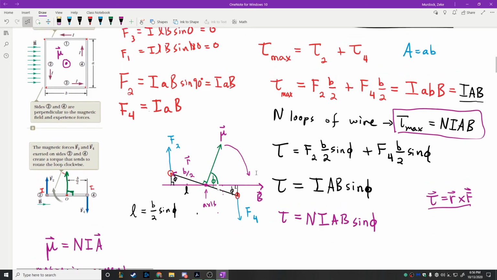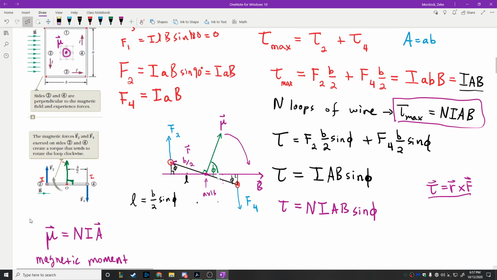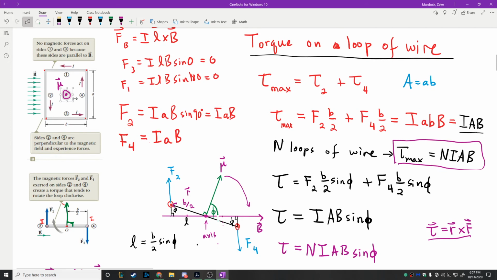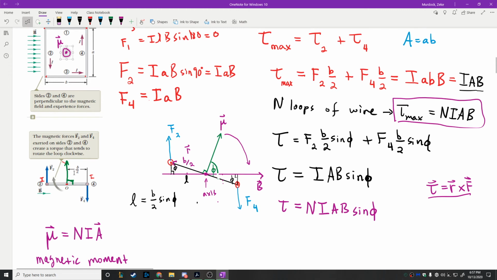Can you see that if you point your thumb in the direction of out of the board, like this right here? So point the fingers of your right hand so that your thumb is pointing in the direction of mu, the magnetic moment, which comes out of the board. Can you see that your fingers of your right hand sweep in a counterclockwise direction? So basically, if you sweep your fingers in the direction of the current, your thumb will point in the direction of the magnetic moment vector. If the current were to be reversed, the magnetic moment vector would point into the board. Can you all see that?